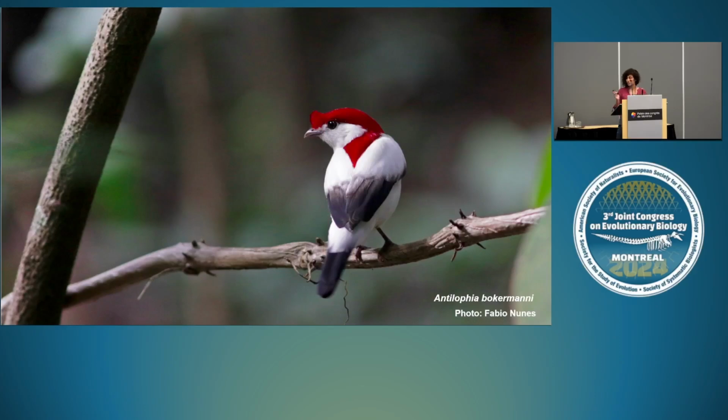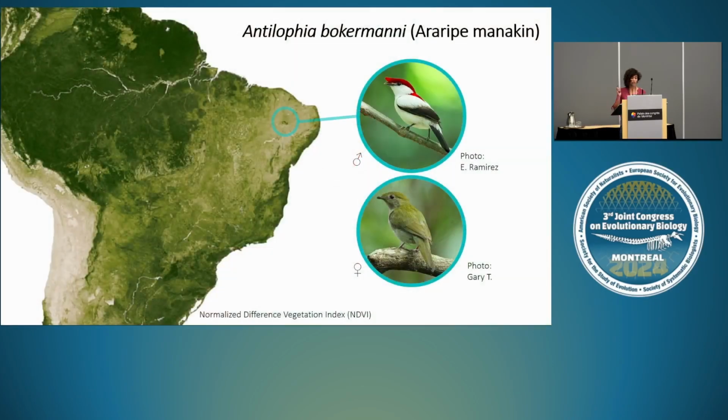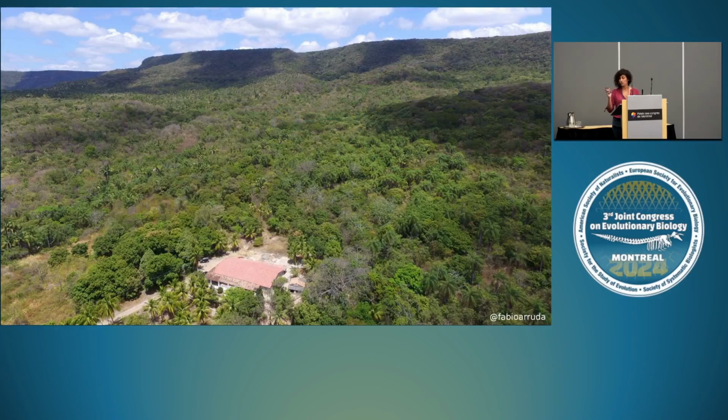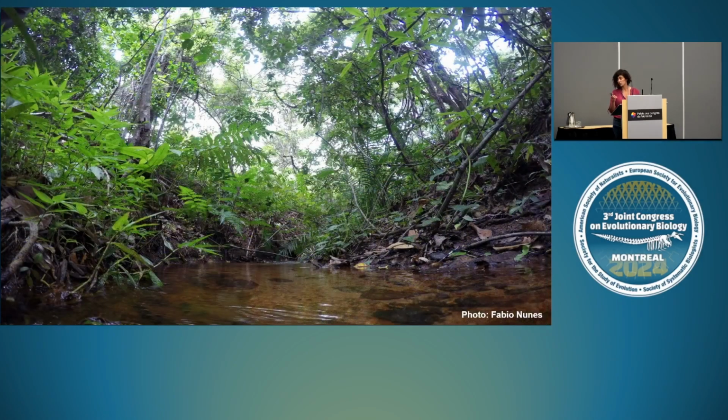And this is its sister species, Antilophia bokermani. It is found in a much more restricted distribution, in this little green point in the middle of a semi-arid sea. So this could be an island that offers it conditions to thrive in the middle of very harsh, semi-desert conditions. And because of this restricted distribution, it is a critically endangered bird. This is how it looks seen from above, and this is how it looks from the bird's perspective, so to say. It is a little oasis in the middle of the semi-arid environment.